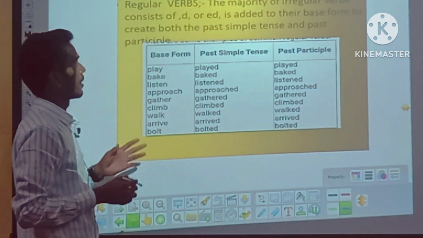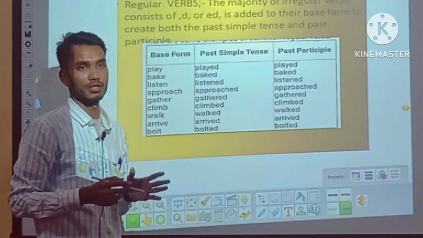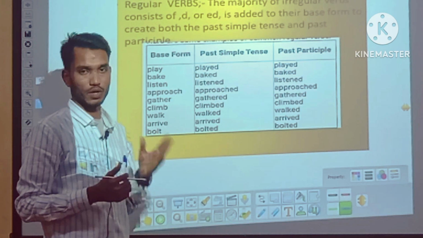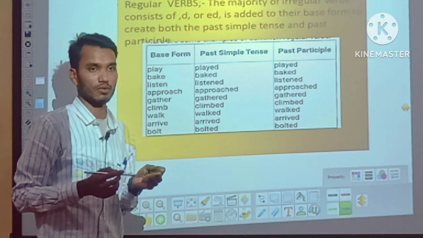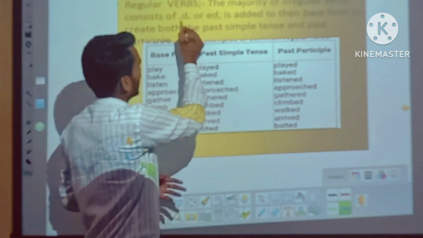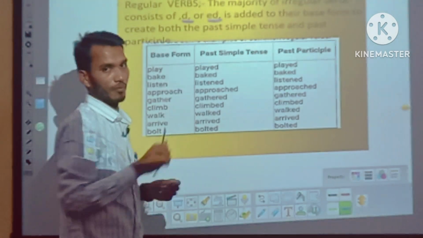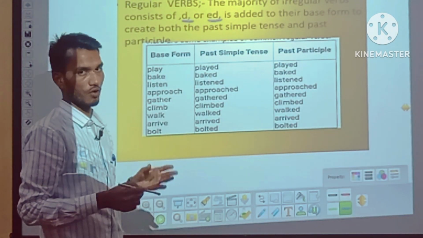Then we have regular verbs and irregular verbs. These are very important while studying verbs. What are regular verbs? Regular verbs consist of the D form or ED form.